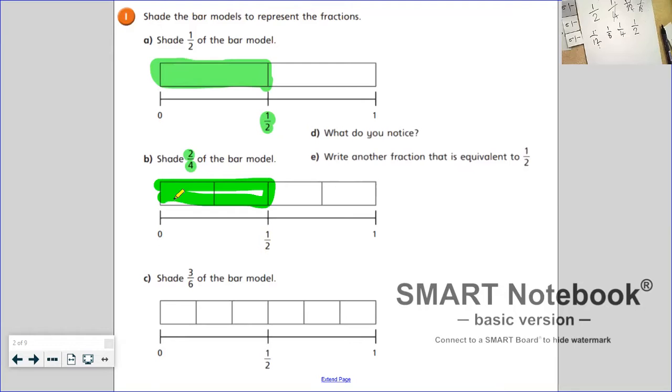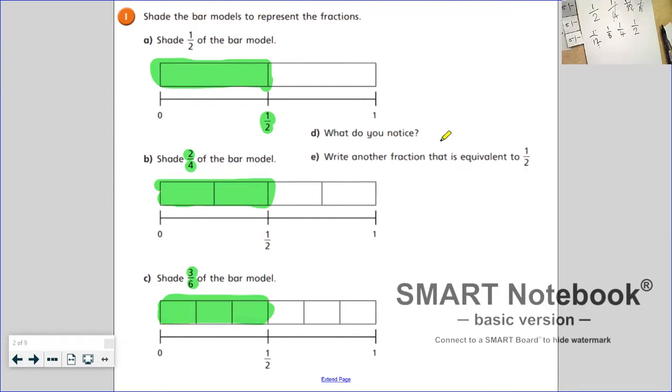Perfect. Okay, then this bottom one, it said shade in 3/6 of this bar model. Well, I can see, look, the denominator is 6. 1, 2, 3, 4, 5, 6 equal parts. And we want 3 of these things we call 6. Let me highlight them.